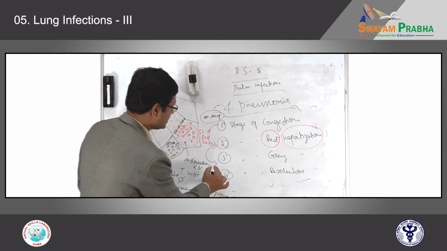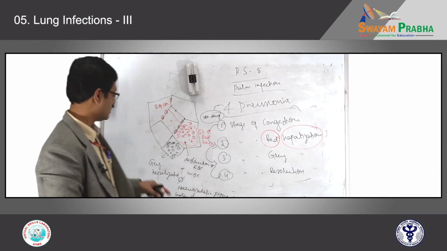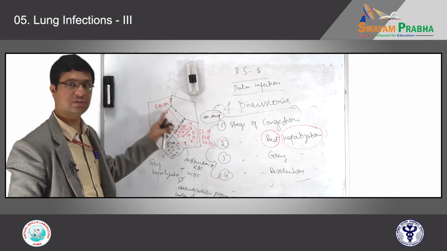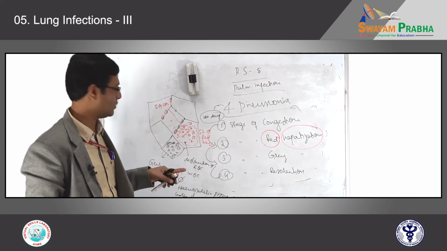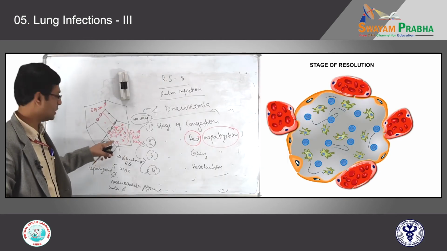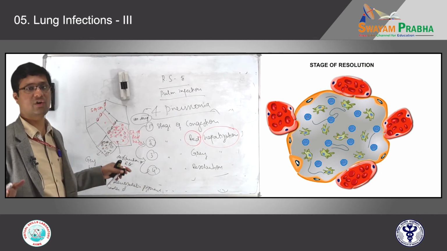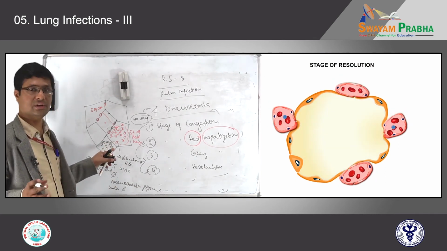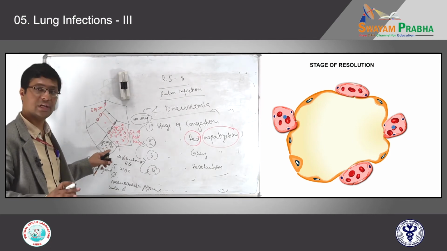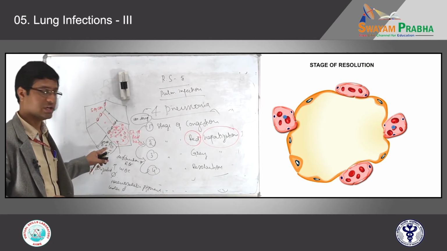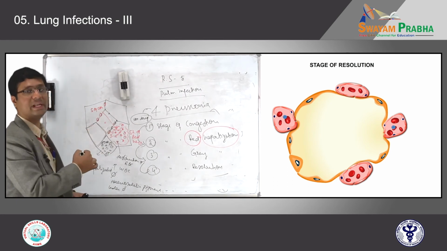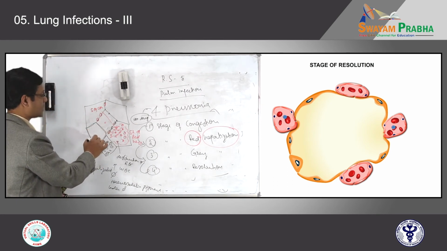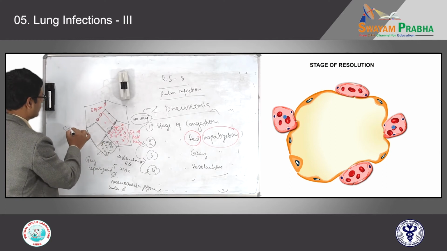Then the final stage is resolution. There is infection going from one stage to another. Ultimately, infection anywhere in the body has to resolve. So these RBCs or WBCs will be gradually taken out, or gradually disintegrated, and they will be cleared off by mononuclear cells, histiocytes, and it will become the process of healing stage. This we call the stage of resolution.